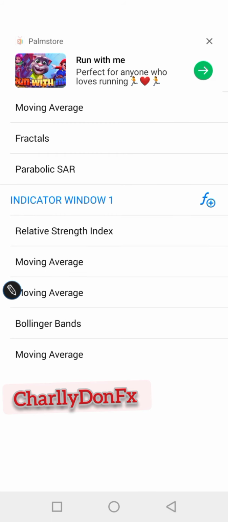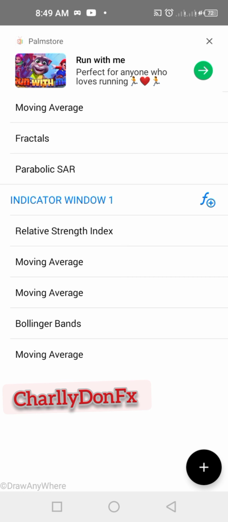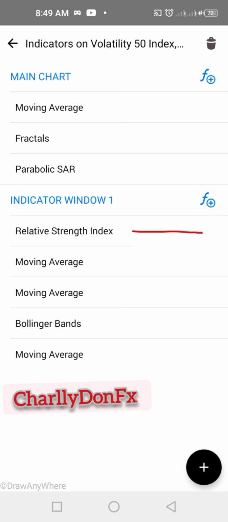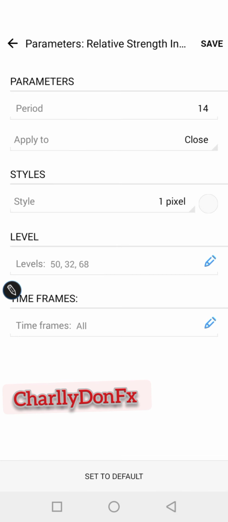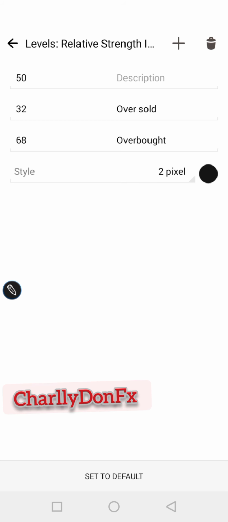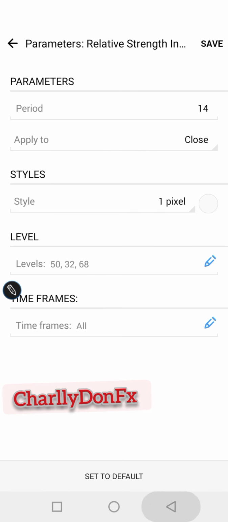So in our indicator window 1, we have our relative strength index. The parameters are period 14, apply to close. The style is 1 pixel, and you use the color of your chart background. So these are the levels: you have 50, 32 as oversold, 68 as overbought. The style is 2 pixel. You use the color of your choice.